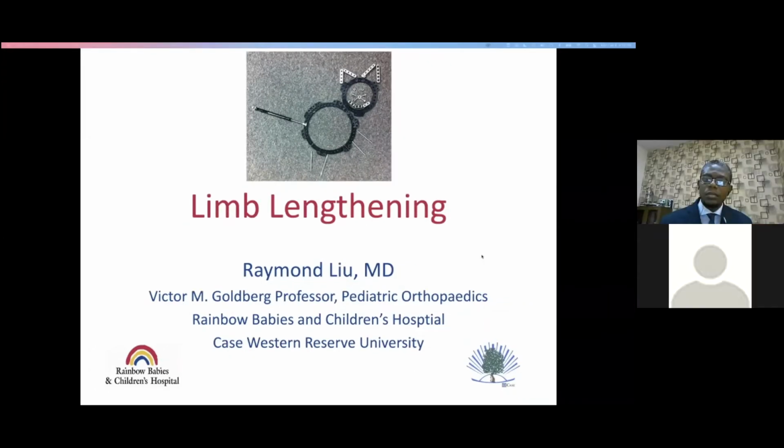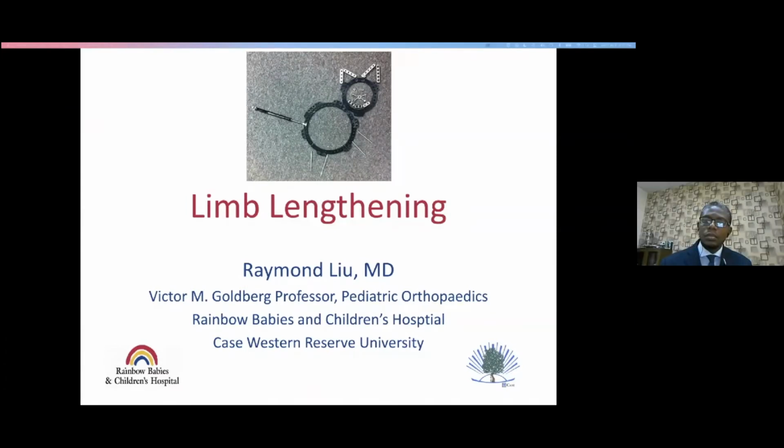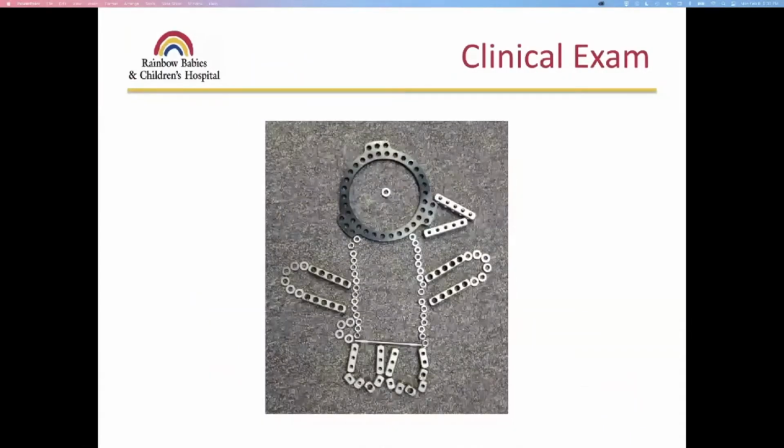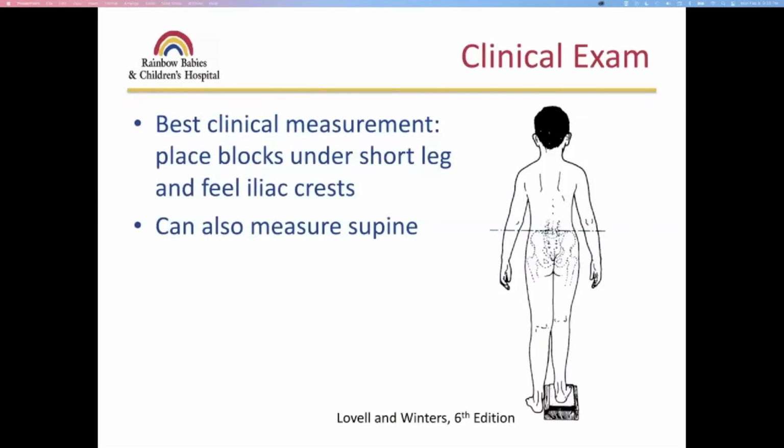Okay, so this is a talk about limb lengthening. Starting with the clinical exam, there's a few elements that you want to get on the clinical exam that you can't necessarily get in x-rays. The first is the limb length discrepancy, to decide what size blocks to use on your x-ray. This is best done by having a patient stand on blocks and level their pelvis. For a younger child, you can measure them supine.